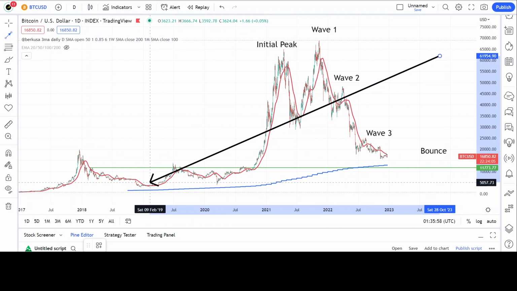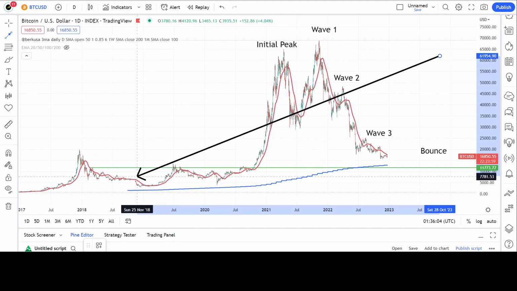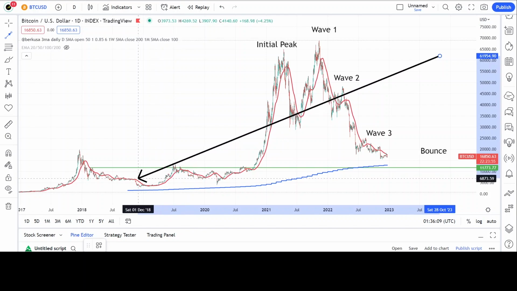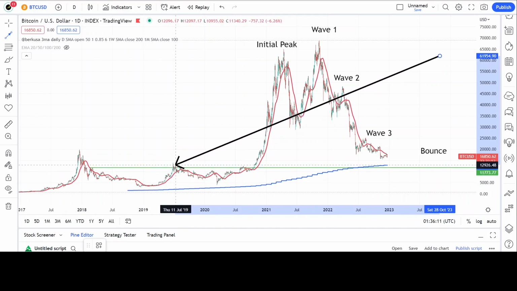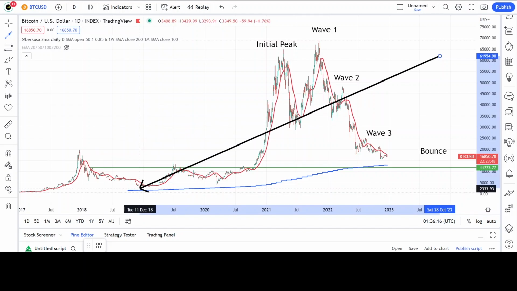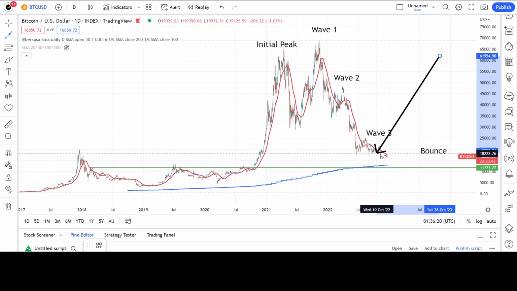Unlike this one from 2018, this one does not have a bounce. This is actually, if you were able to push this backwards, this would be a V bottom. Now, there's two basic termination points to a Bitcoin declining structure. One is a V bottom, the other one is a bounce.